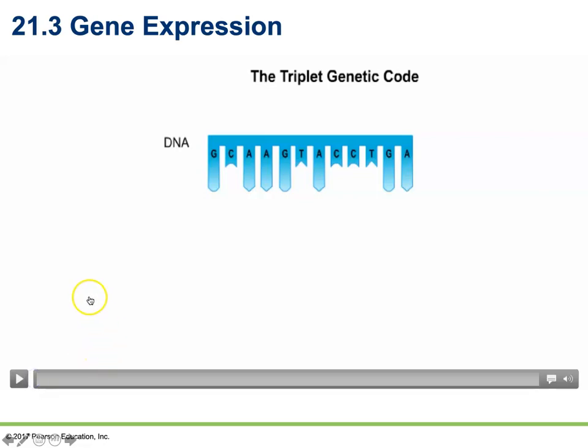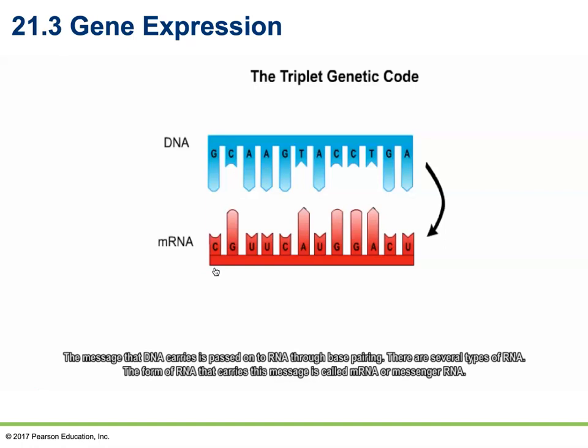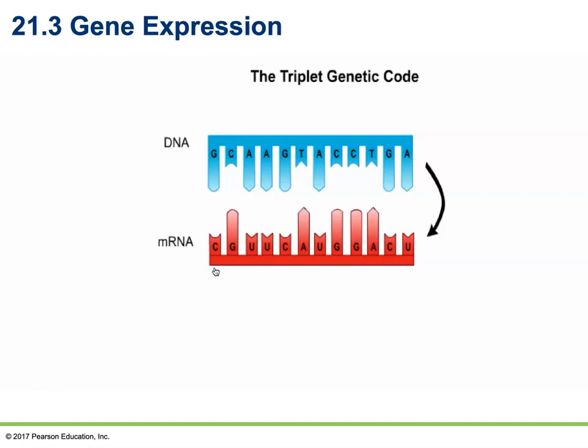All right, we're going to start off this section by watching a short video on DNA expression or gene expression. The message that DNA carries is passed on to RNA through base pairing. There are several types of RNA. The form of RNA that carries this message is called mRNA or messenger RNA.